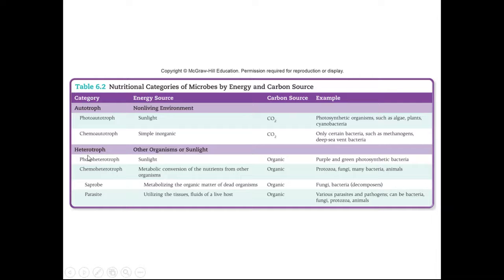We also have photoheterotrophs. These are going to be organisms that get their energy from the sun and have an organic carbon source. Those will be your purple or green photosynthetic bacteria. And if you want to look at an animal source, you could think of a photosynthetic sea slug, which, Google it on your own, read about it on your own when you have some leisure time. Photosynthetic sea slugs are amazing.